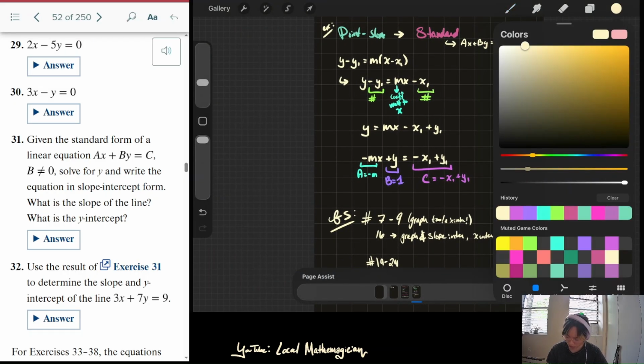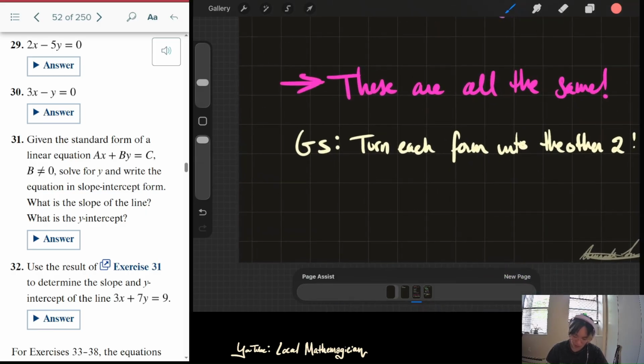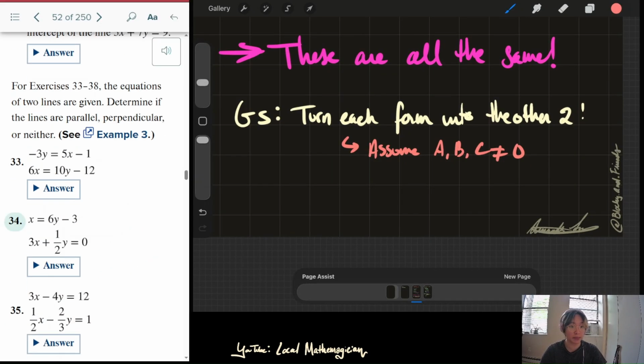Oh, I guess one note for this is, assume A, B, and C are not equal to 0. Okay, because when things equal 0, it can get a little funky. Alright, yeah, that's it actually.